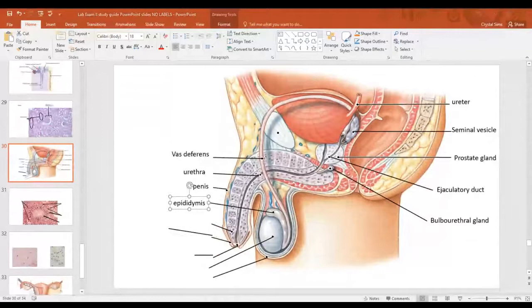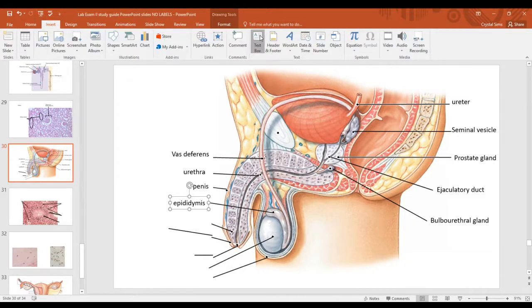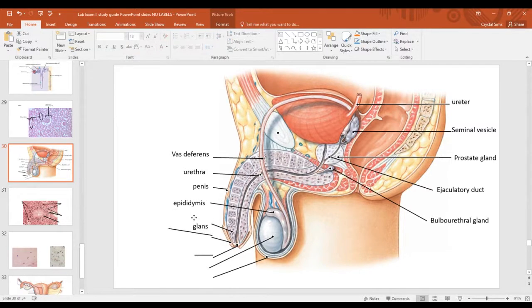It's frozen again. You can't see what I'm typing. Now, I'll type it in the chat box over here. So starting at top right, we have the vas deferens, seminal vesicle, prostate gland, ejaculatory duct, and bulbourethral gland.